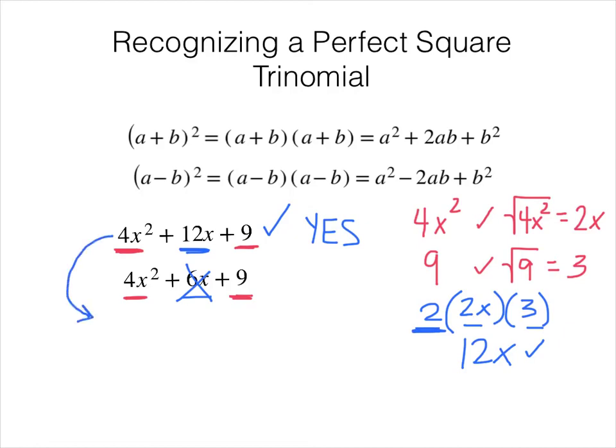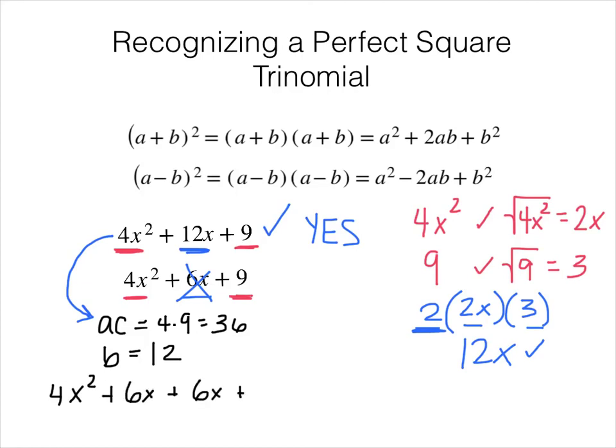And we could do it the same way that we did the other problems. AC here is 4 times 9, which is 36. And I want factors of 36 that add up to 12. Did you find them? That's right, 6 and 6. So it's 4x squared plus 6x plus 6x plus 9.